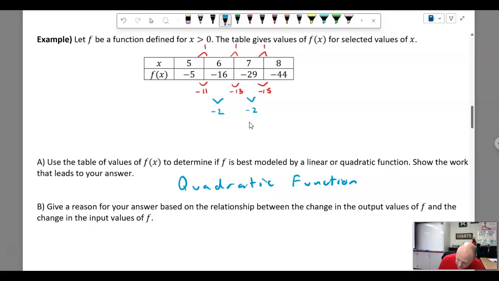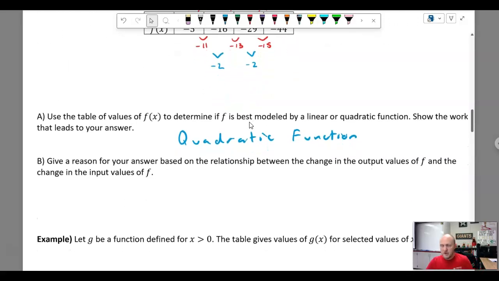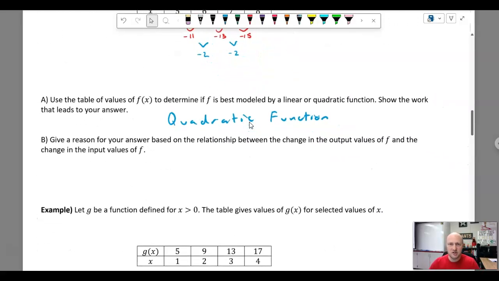And this is set up for an FRQ question, which will be the free response section of the exam. Question A says, use the table values of f of x to determine if f is best modeled by a linear or a quadratic function. So all we do here is write the function, quadratic function. And then part B says, give a reason for your answer based upon the relationship between the change in the output values of f and the change in the input values of f.